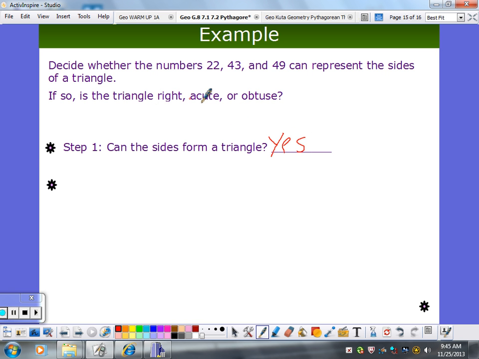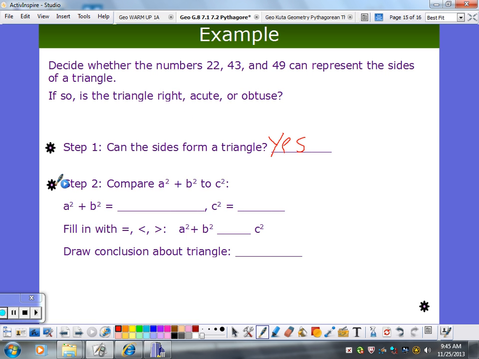Is it a right triangle, an acute triangle, or an obtuse triangle? So we are going to be looking at a squared plus b squared and c squared. Now, how do I know who's a and b and who's c? The biggest one, that's your c, right? So let's see, a squared plus b squared is what? 22 squared plus 43 squared, and c squared is 49 squared. Now we take out our calculator.